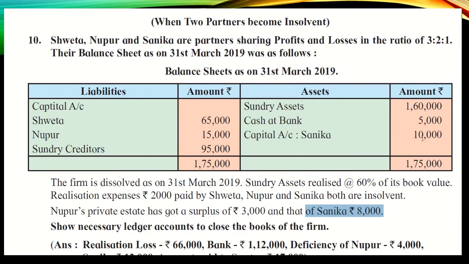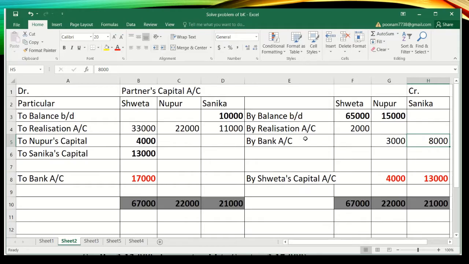So students, you can see we are done with all the adjustments. Now we have to settle the accounts, and since it is a case where two partners are insolvent, that is Nupur and Sanika.